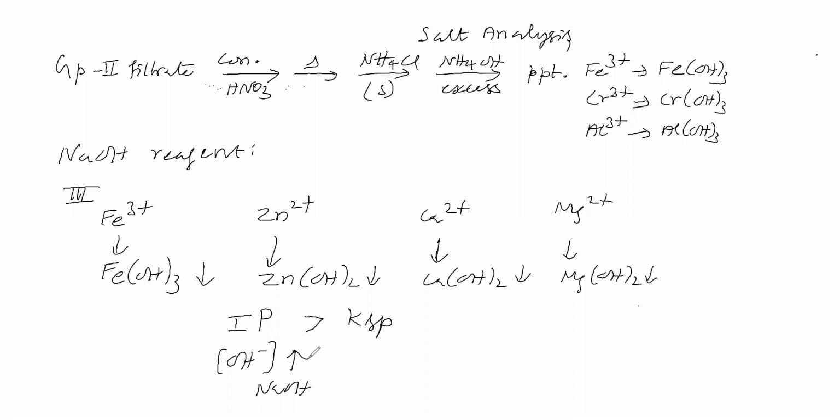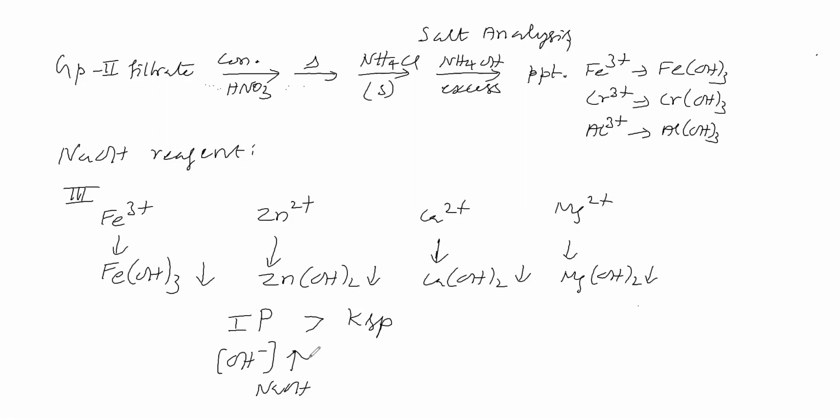So, see this point. Sodium hydroxide is a strong base. It undergoes a higher extent of ionization. Therefore, the concentration of hydroxide is high. So the ionic product is greater than the solubility product of the respective hydroxides. Therefore, all the group cations precipitate with sodium hydroxide.